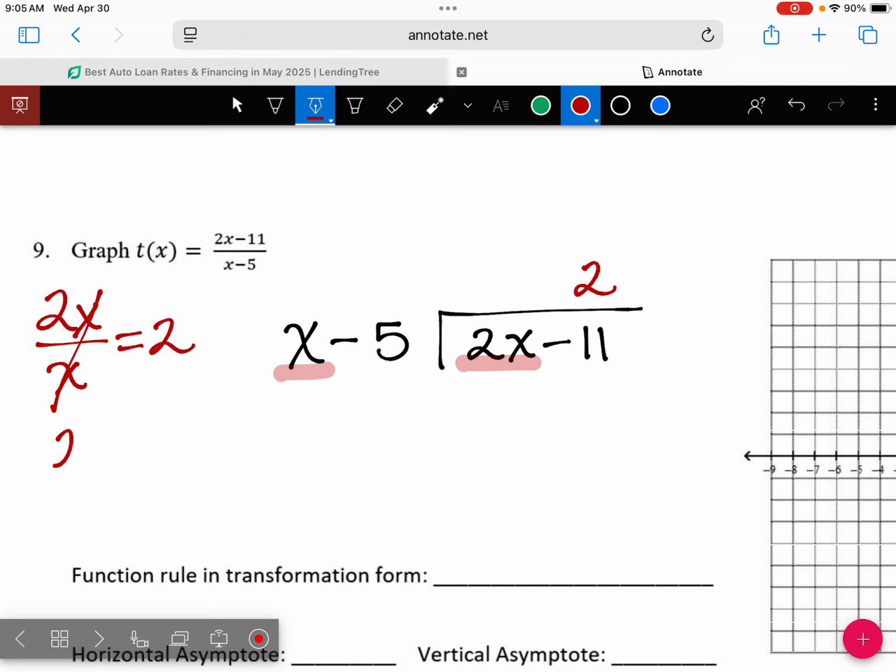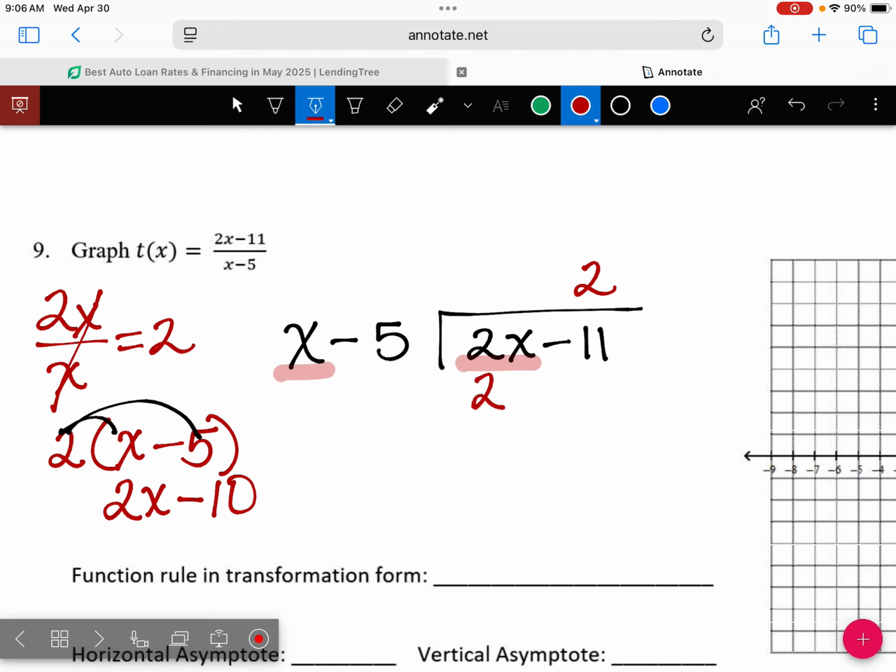And then you take that 2 and you multiply it by what's in front. So we're going to take that 2 and multiply it by x minus 5. And when I distribute, I get 2 times x is 2x, 2 times -5 is -10. Okay. So now I'm going to take that 2x minus 10 and line it up under the 2x minus 11.